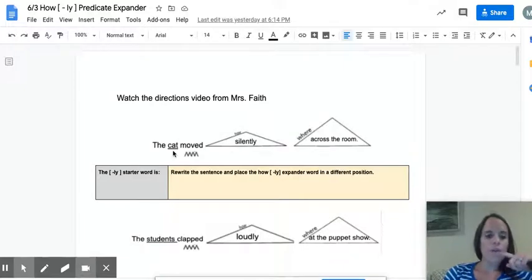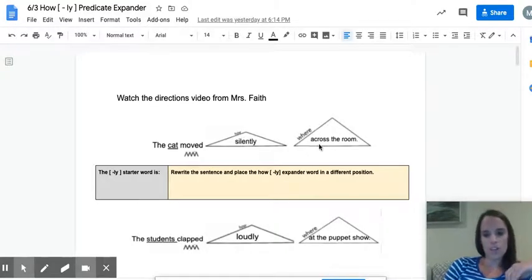So I know from the underline that cat is the subject. I know that the word moved is the action predicate word because it has the predicate symbol. I know that in this triangle, the word silently is the how expander. It's describing how the cat moved. And I know in this triangle where it says where is my propositional phrase, and it's expanding the where question. So the cat moved across the room.